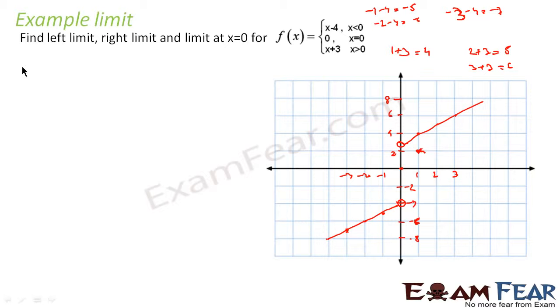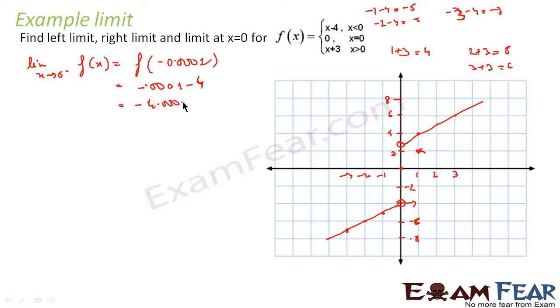So now let's find the value. Limit of x tends to 0 minus of this function is nothing but f of minus 0.0001. Any number that is less than 0 and almost equal to 0. So for this point, we have to use this equation, correct? So this equation is minus 0.0001 minus 4. This is the value you get, and this is nothing but minus 4.0001, and that is almost equal to minus 4.